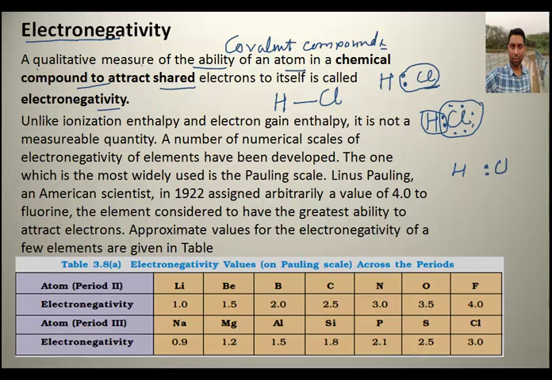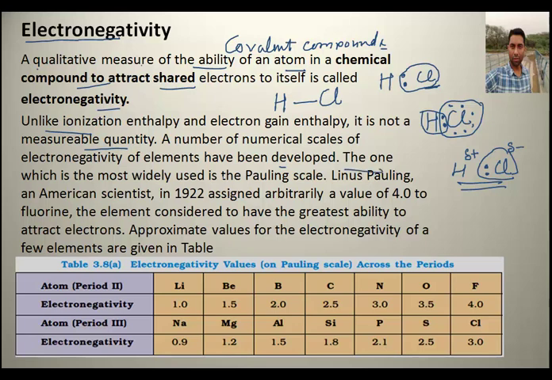This electron cloud has shifted more towards Cl, thereby it will acquire a delta negative charge and H will acquire a delta positive charge. Now this tendency of chlorine to attract the shared pair towards itself in a covalent compound is what we call electronegativity. Unlike ionization enthalpy and electron gain enthalpy, it is not a measurable quantity. A number of numerical scales of electronegativity of elements have been developed.